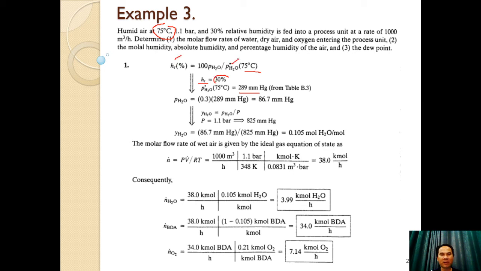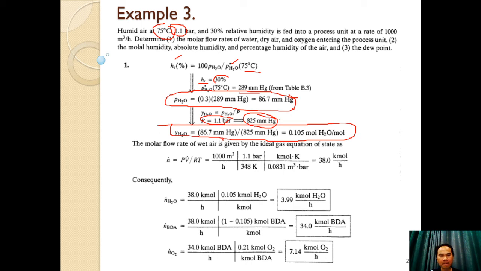You know SR and you know the vapor pressure, so you can calculate the partial pressure of water in the mixture of water and air. Then you can calculate the fraction of water vapor, which is the partial pressure divided by the total pressure. The total pressure is 1.1 bar, which you convert to millimeters of mercury. You get 0.105 mole water per total mole. Then you can calculate the molar flow rate of wet air, which is the total including air and water vapor. You can use the ideal gas law.